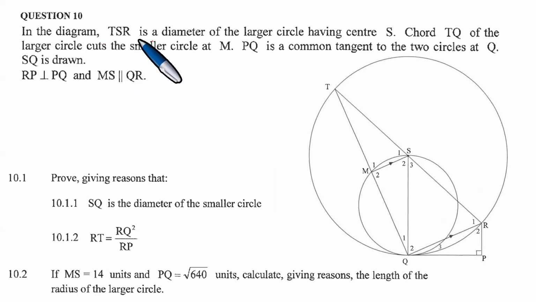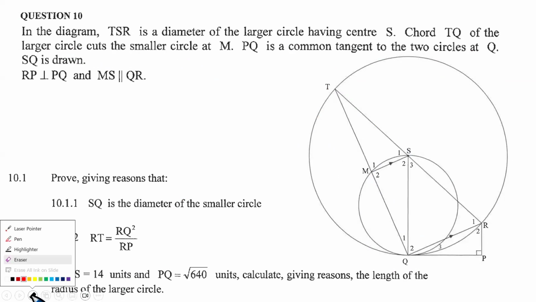In the diagram, TSR is the diameter of the largest circle, having center S. So S is the center. So you have that ST is the radius, and also SR is the radius. Chord TQ of the largest circle cuts the smaller circle at M. There's chord TQ, and here is T and here is Q, and all these are visible. Okay, right, so we continue to solve this in detail.